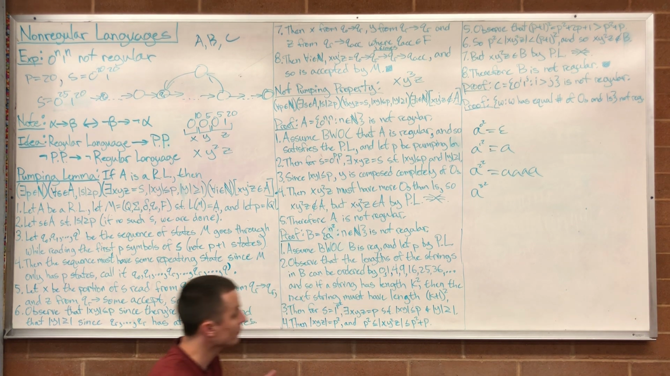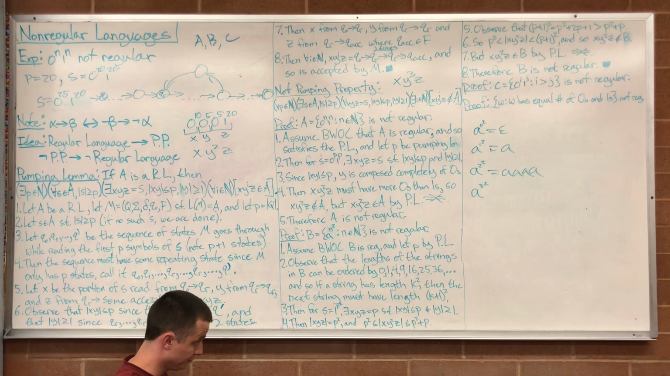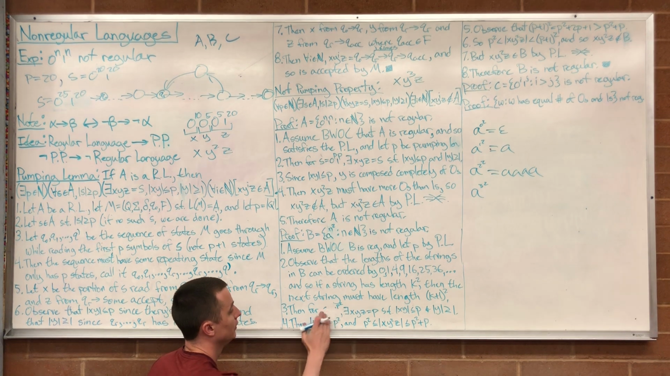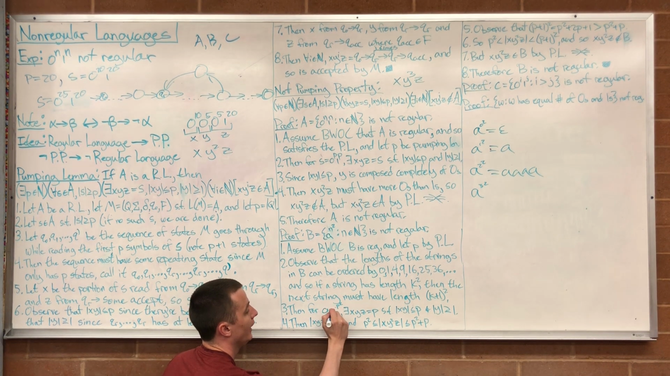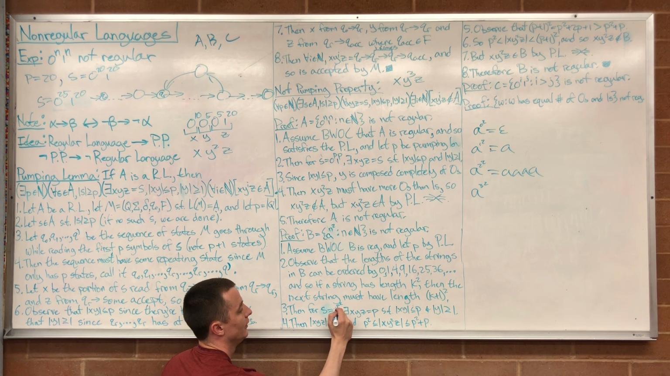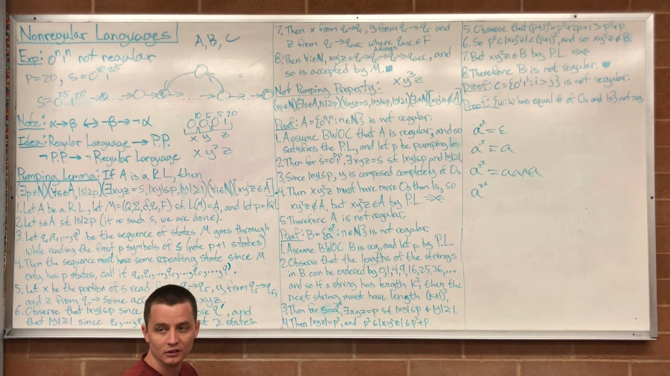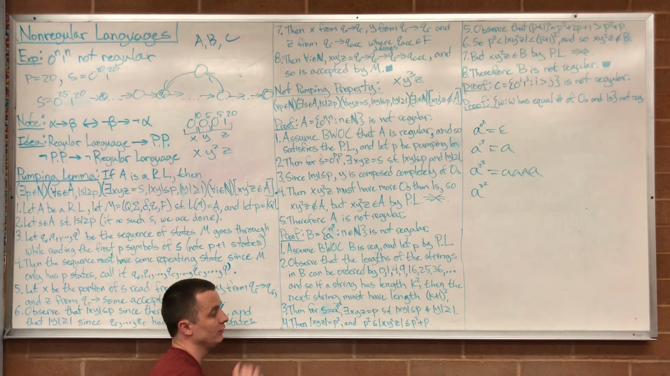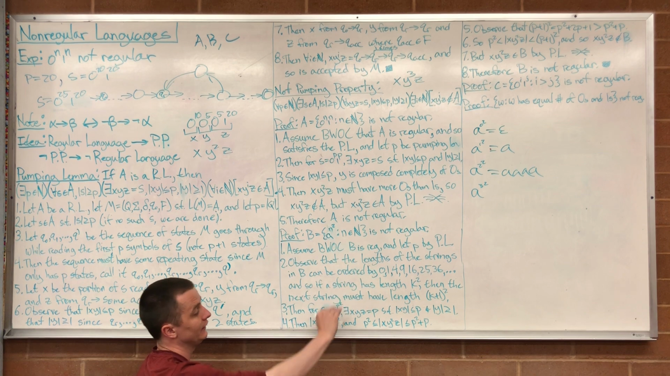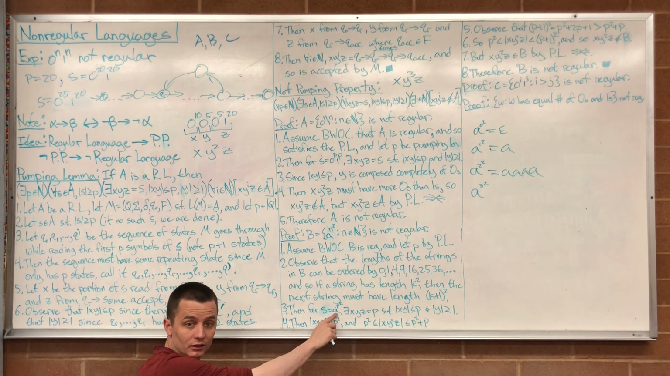Make sense? Okay. So now we're going to pick a particular string. The string I'm going to pick is S equal to A to the P squared. P is our pumping length, the number of states in our machine. So I'm saying look at A to the P squared. That's definitely a string in our language, right? So we assume that this thing satisfies the pumping lemma. So S definitely has length longer than P.